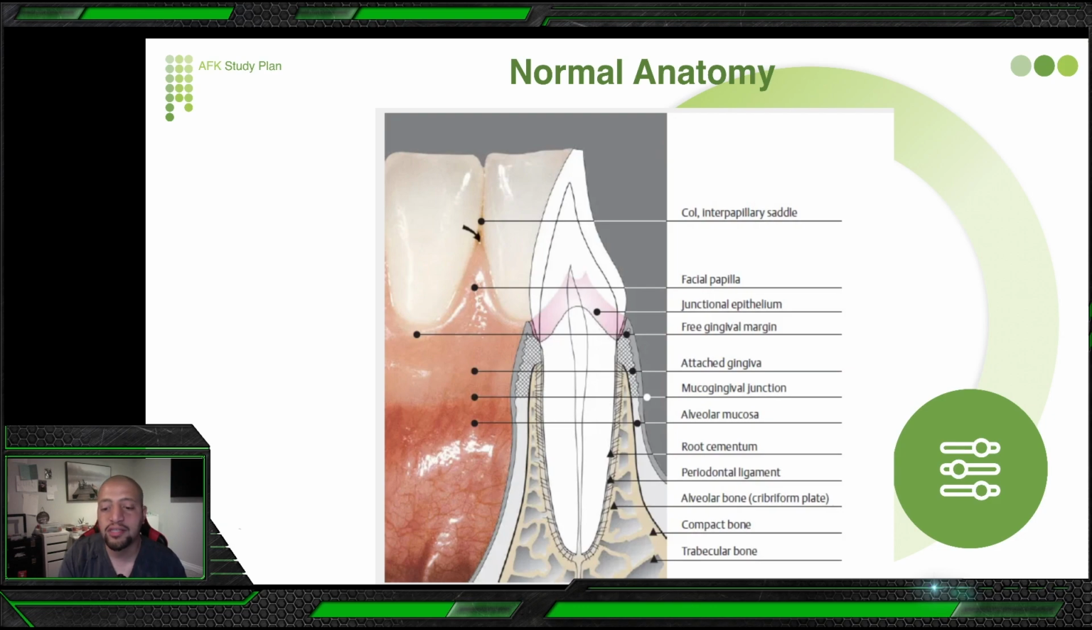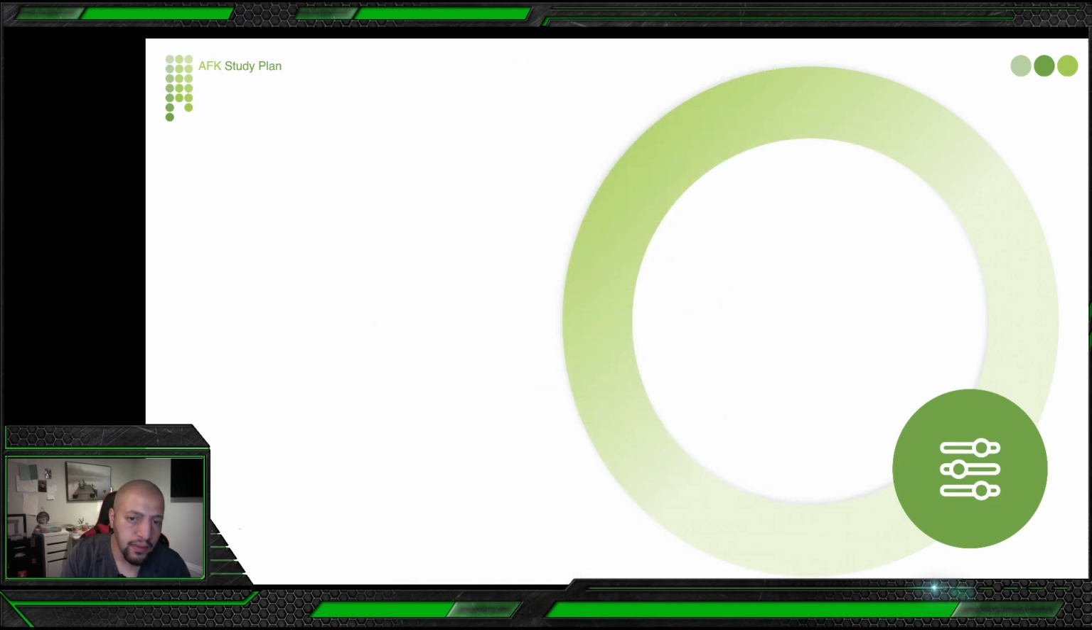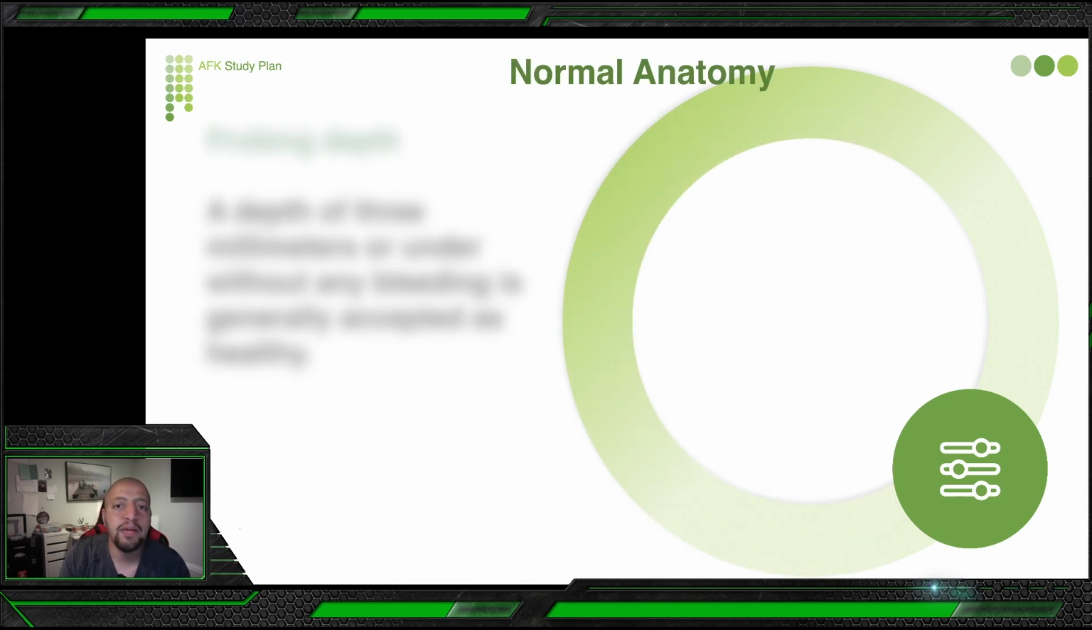And for sure, you can see the root cementum and the periodontal ligament anchoring between the root cementum and the alveolar bone from inside. The alveolar bone has two types of bone, compact bone and trabecular bone. Compact bone is the bone facing the PDL and cementum, and the trabecular bone is the bone inside, giving it elasticity and nutrition. Okay. Again, here we're going to speak about normal anatomy.